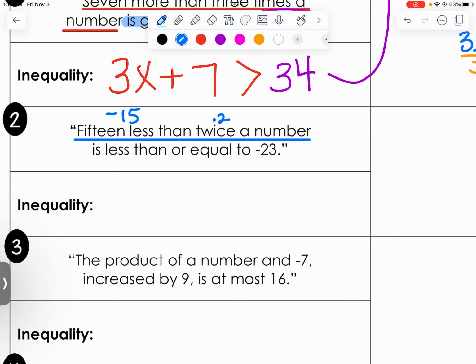But do you notice how it says 15 less than twice a number? The twice the number has to come first, and the 15 is being subtracted from it. Okay, so that's one of those turnaround phrases. Is less than or equal to? Yes, that's the correct sign. Emma's telling me that this is our sign for less than or equal to. Do you agree with Emma? Okay. Negative 23.